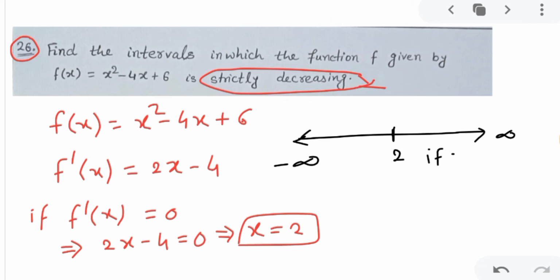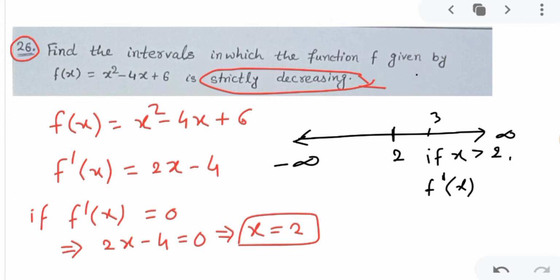If x is greater than 2, then what is the f dash x value? I will check the f dash x value. Obviously, if you take any point, only then can you check whether f dash x is greater than 0 or less than 0. You can take any simple point. To the right of 2, one point you can take is 3. So check for this 3 whether f dash x is greater or lesser.